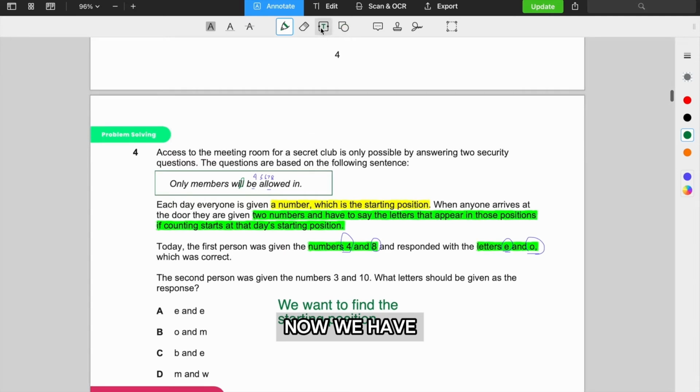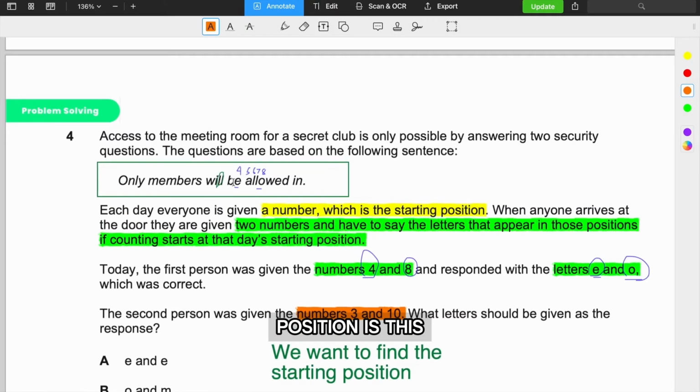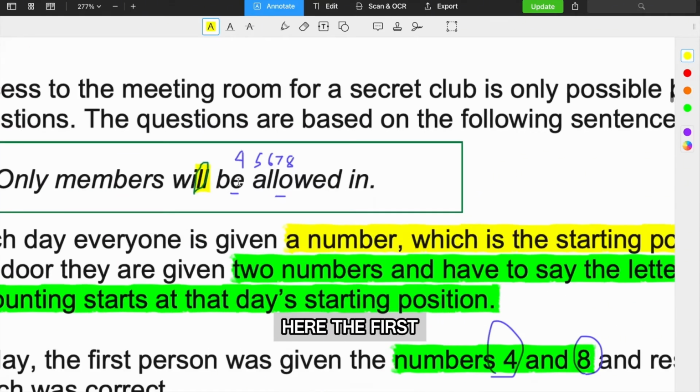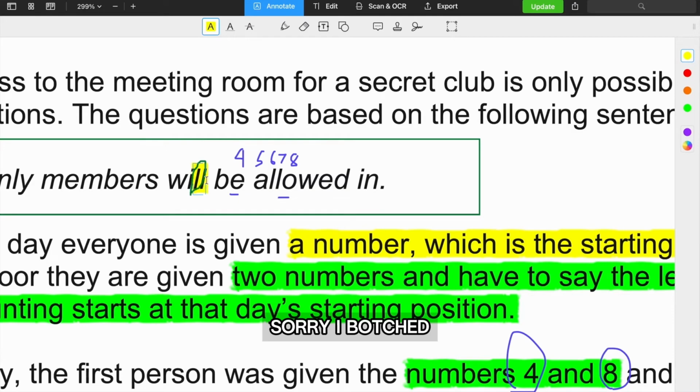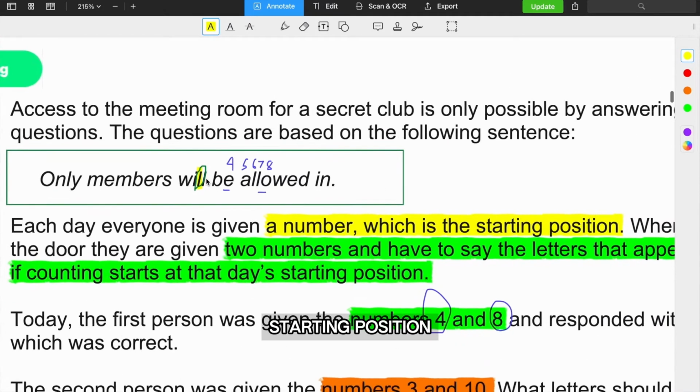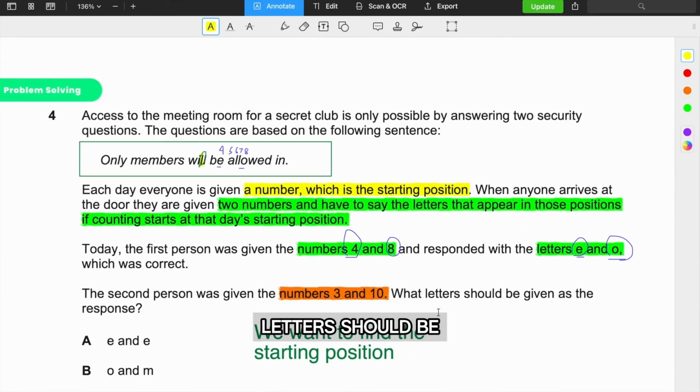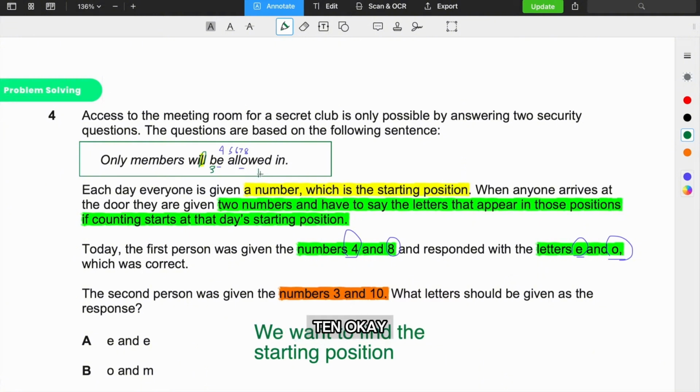So now we have a second person who's given the numbers 3 and 10. So we know that the starting position is this L, which I'll highlight here. The first L. Sorry, I botched it. This L. So that's the starting position. So what letters should be given in the response? So that's position 1, position 2, position 3, which will be the B, and then position 10, well, that's position 8, that's position 9, that's position 10.